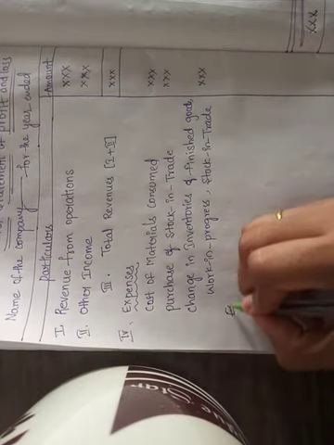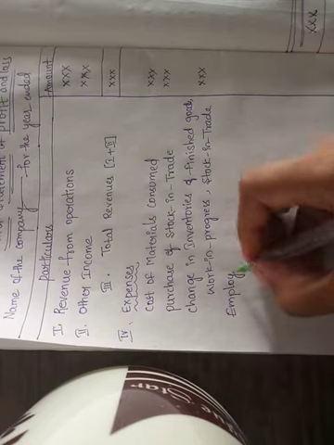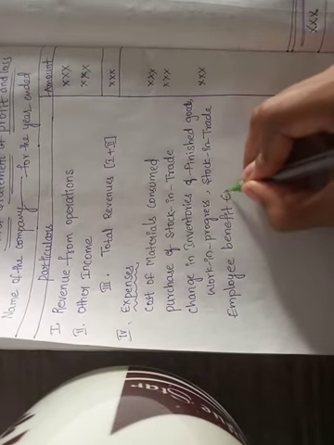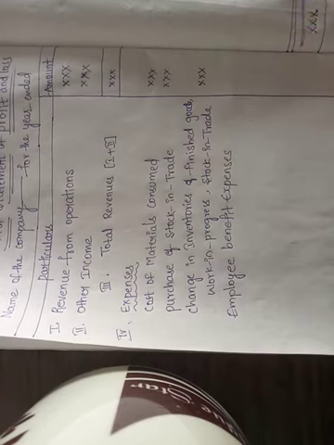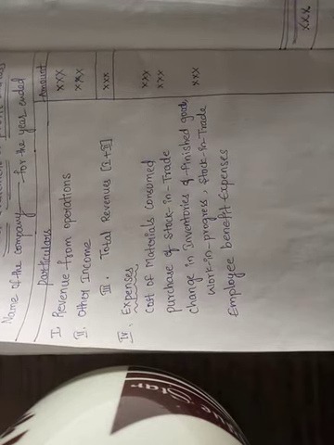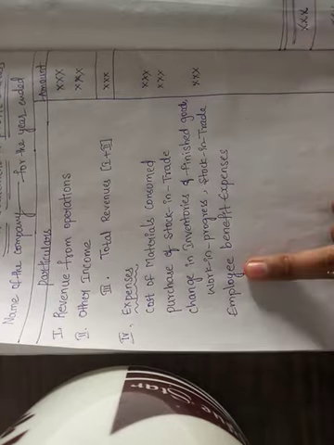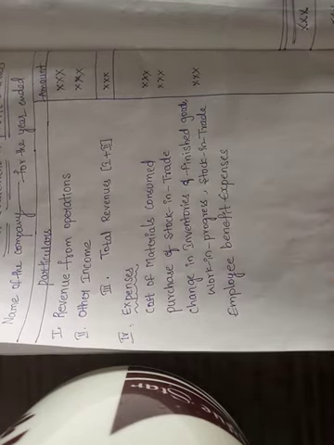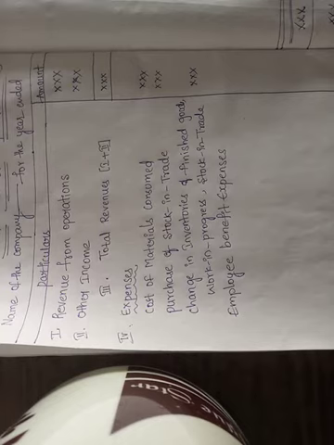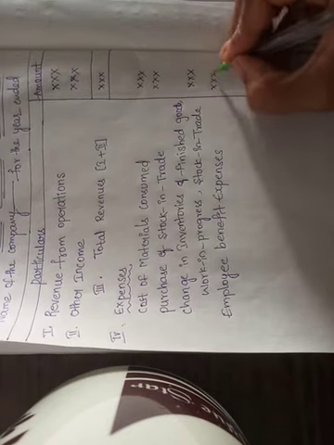Next is employee benefit expenses. Under employee benefit expenses come salaries and wages, any staff welfare expenses, contribution to PF, that is provident fund, or stock option expenses.